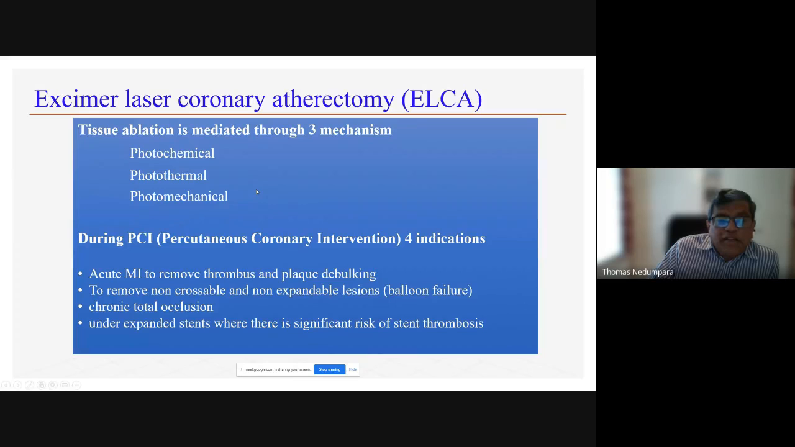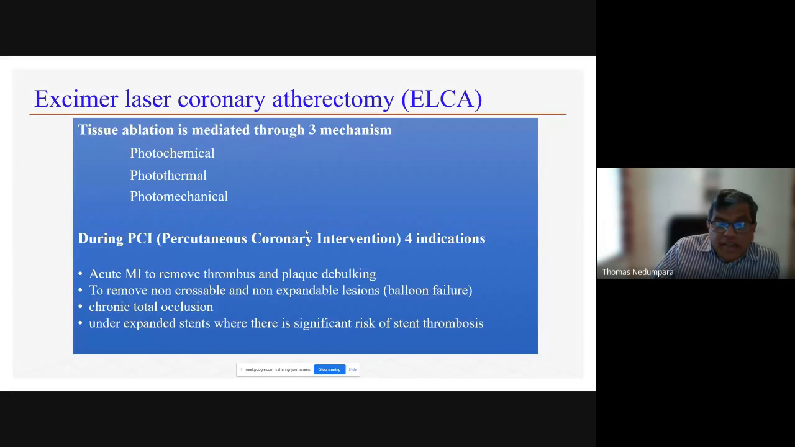So what are the indications for using excimer laser in angioplasty? There are mainly 4 indications. One is acute heart attack, to remove a thrombus and debulk the plaque. Secondary is when the balloon fails, you can use a laser probe to remove the plaque. And also in chronic total occlusion by step-by-step removal of the plaque.